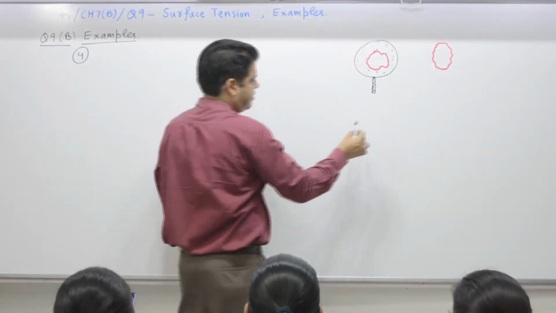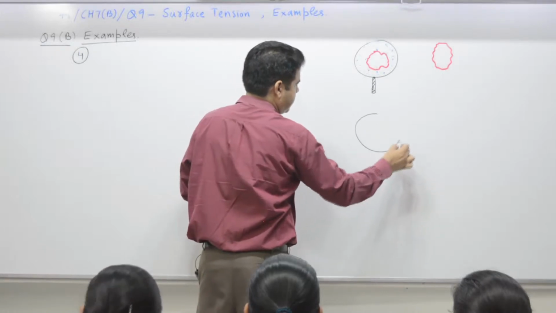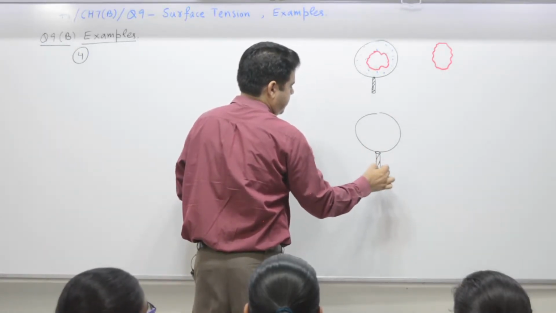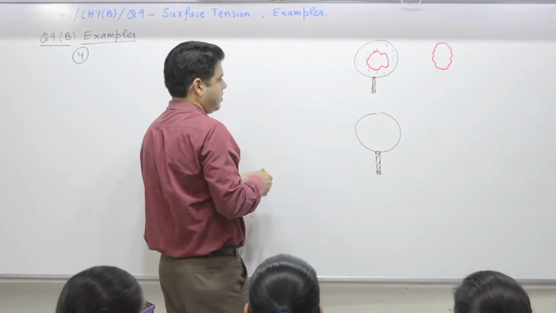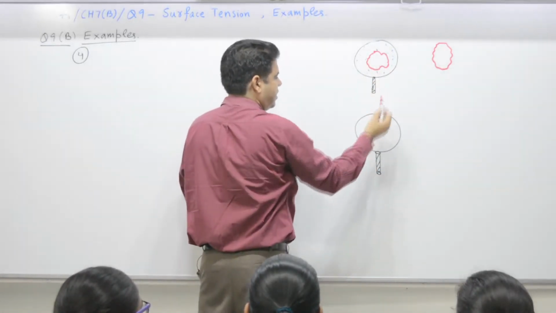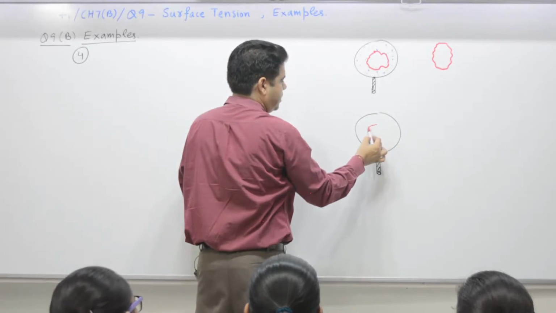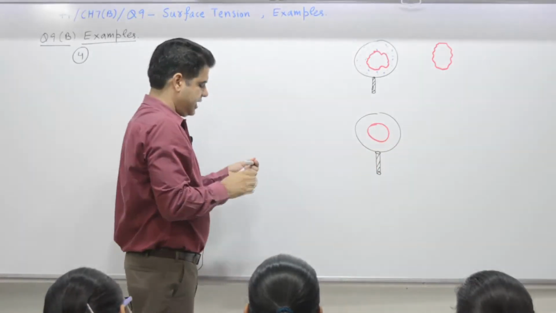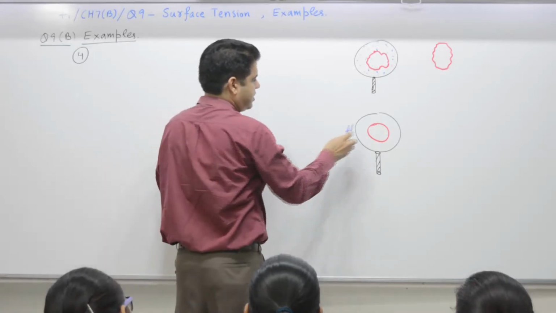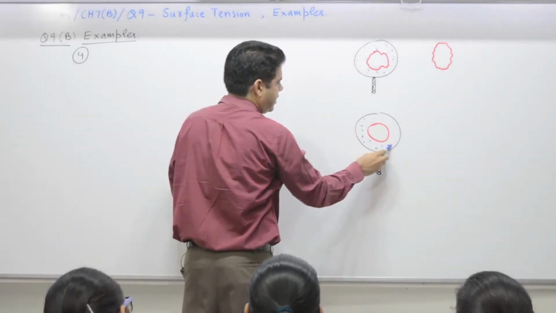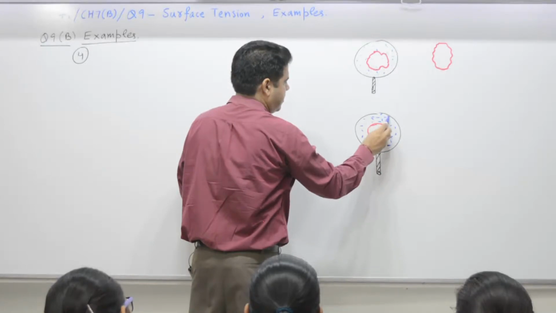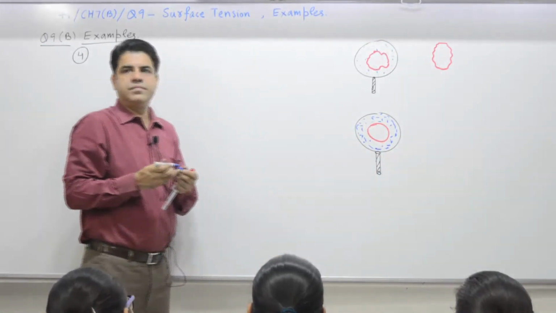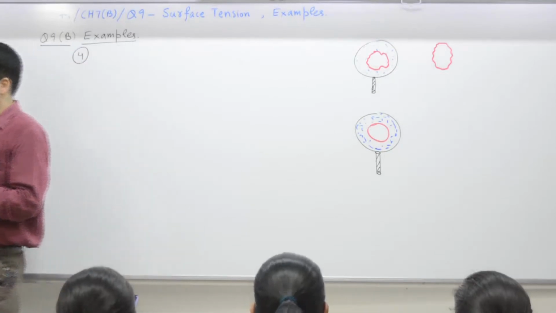And what you observe is this loop is a circle, takes this shape, that is a circle. Why? Now we go through the statement.